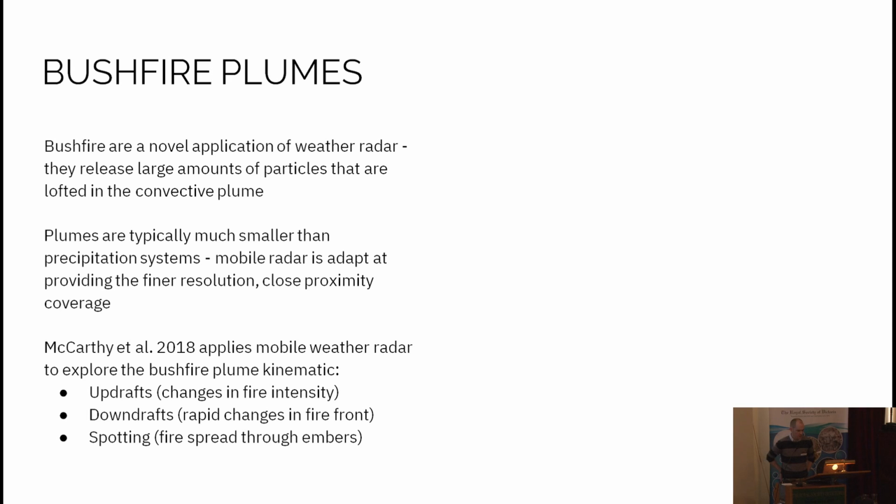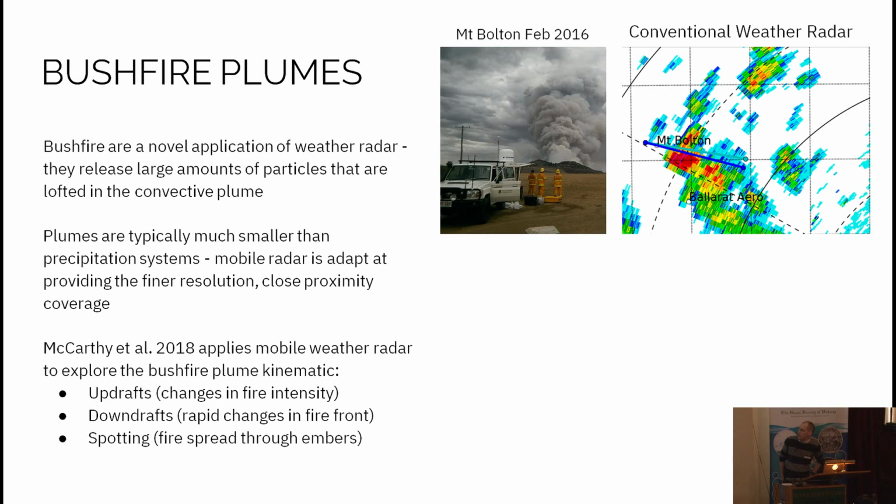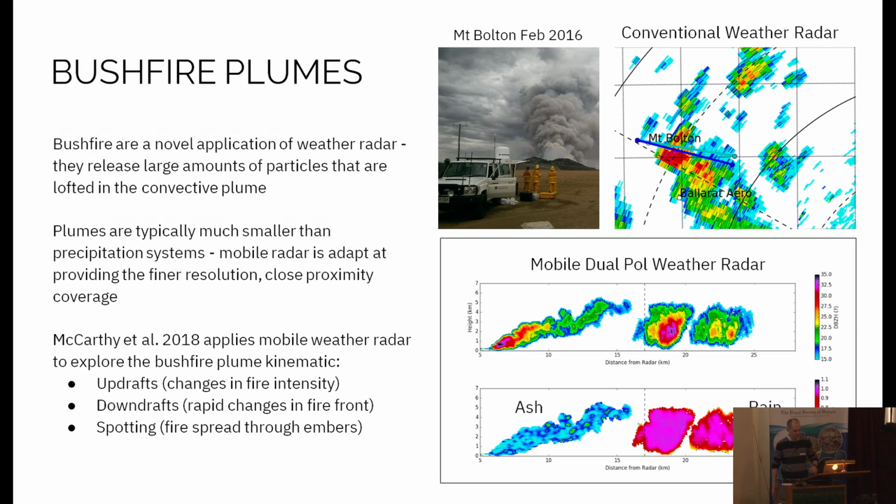Just an example of one of the deployments at Mount Bolton in February 2016. We have the mobile radar set up there, with us in the orange. We have the conventional radar on the right. This is the Laverton radar in Melbourne. This is what it's seen of the event. So you've got a few thunderstorms around. The plumes are in there somewhere, but it's quite hard to define. It's sort of all mixed up with all the other features on the radar itself.